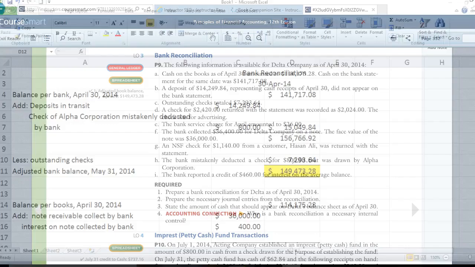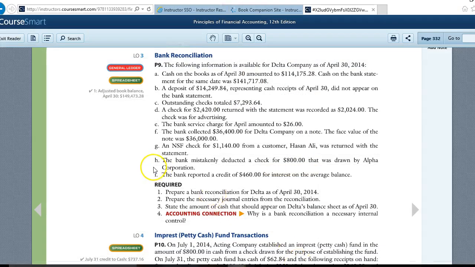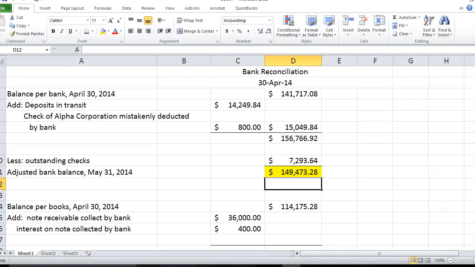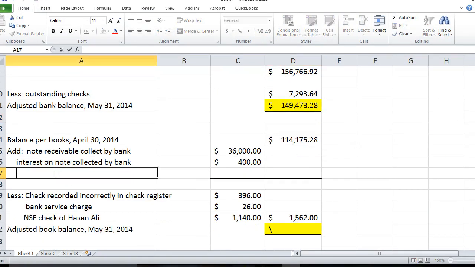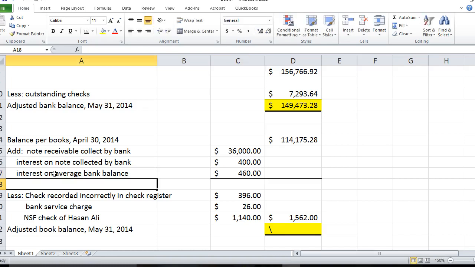Then it tells us the bank recorded a credit of $460 for interest on the average balance. So that's money we have received that the bank has recorded, but we need to show in our books. Interest on average bank balance of $460.